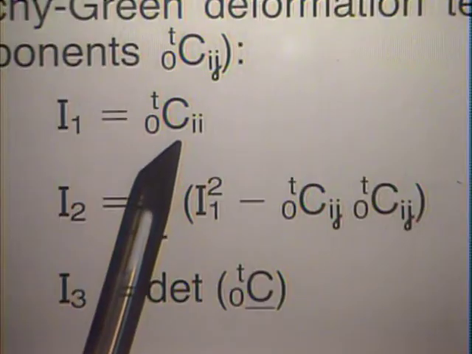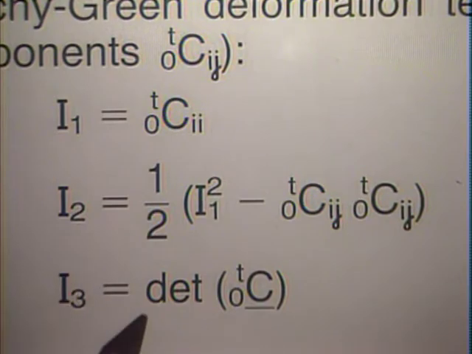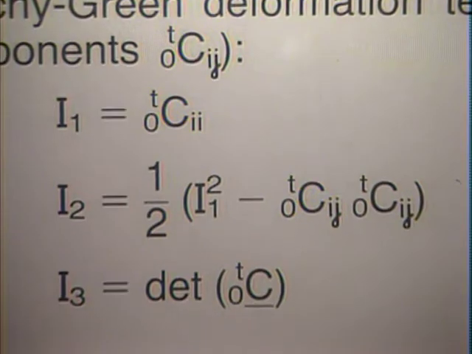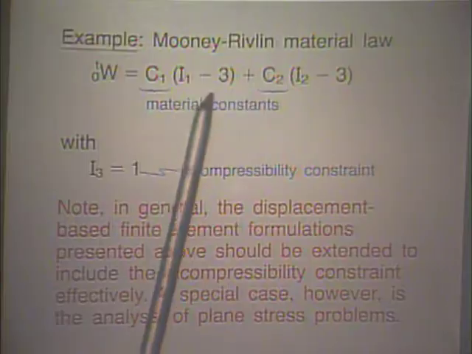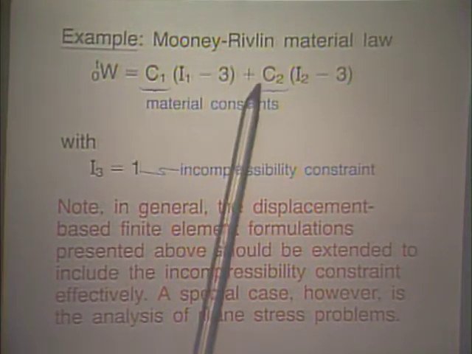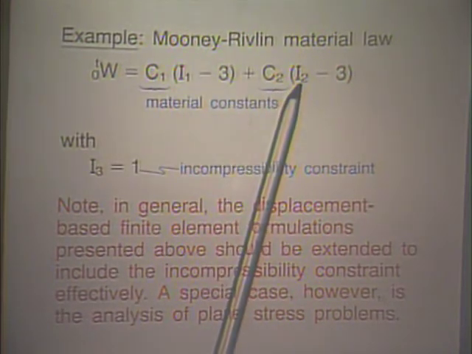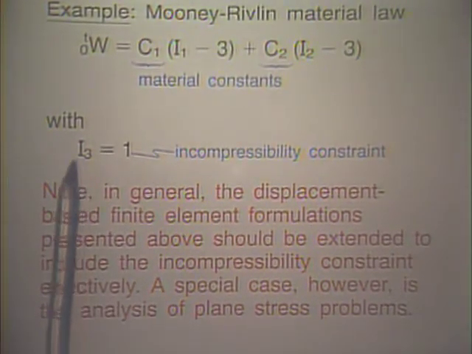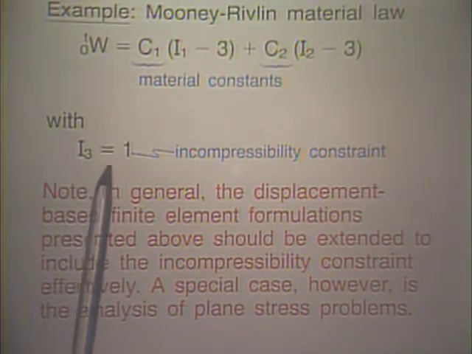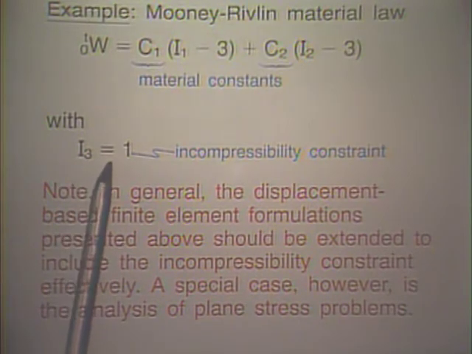So I1 is equal to this, I2 is equal to this relationship here on the right hand side, and I3 is simply the determinant of the Cauchy-Green deformation tensor. For example, one material law that is quite widely used is the Mooney-Rivlin material law, where two constants enter here. And of course we have here I1 and I2. These are material constants that have to be determined depending on what rubber you're dealing with. And the incompressibility constraint is imposed onto the formulation by having I3 equal to 1.